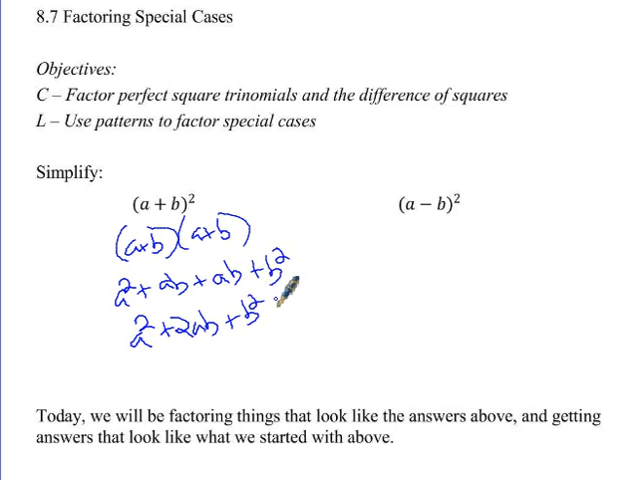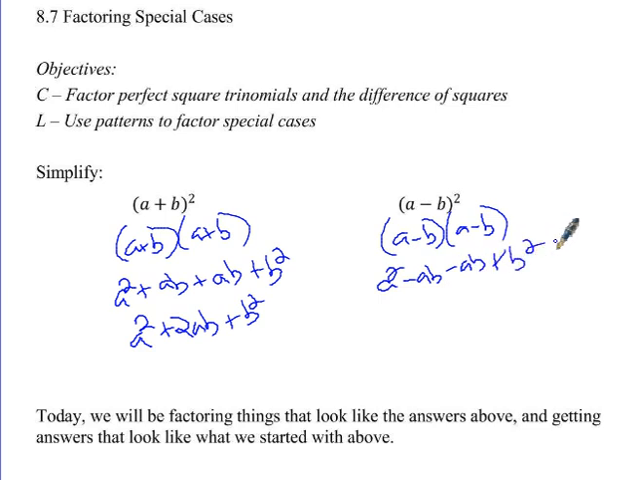On the right side, we have a minus b squared this time. What do we do here? Yes, it's still a FOIL problem, a minus b times a minus b. Remember to write those out like that. Now we FOIL this one and we get a squared minus ab plus b squared. Combine like terms and you have a squared minus 2ab plus b squared. Notice that everything we had up here is repeated down here.